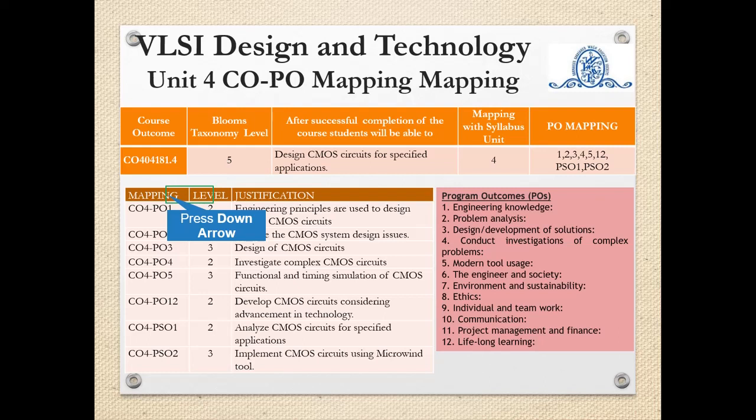It is mapped with PO5 because we have to do the functional and timing simulation of CMOS circuits using a modern tool such as Microwind. It is mapped with PO12 because we have to develop CMOS circuits considering advancements in the technology. It is also mapped with PSOs like PSO 1 and 2 because we have to analyze the CMOS circuits for specified applications and implement the CMOS circuit using Microwind tool.